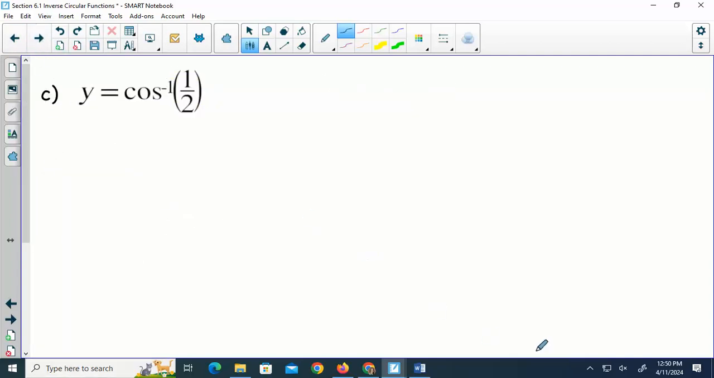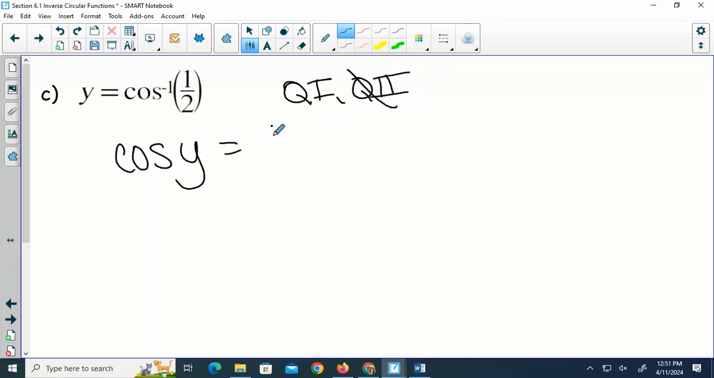All right, you guys try this one. What quadrants can it be in? 1, 2. It's a positive 1/2, so we're in quadrant 1. So I'm asking you, when does cosine of y equal 1/2? Give me the angle on the circle when cosine is 1/2. 60 degrees, or if I said radians, that would be pi over 3.